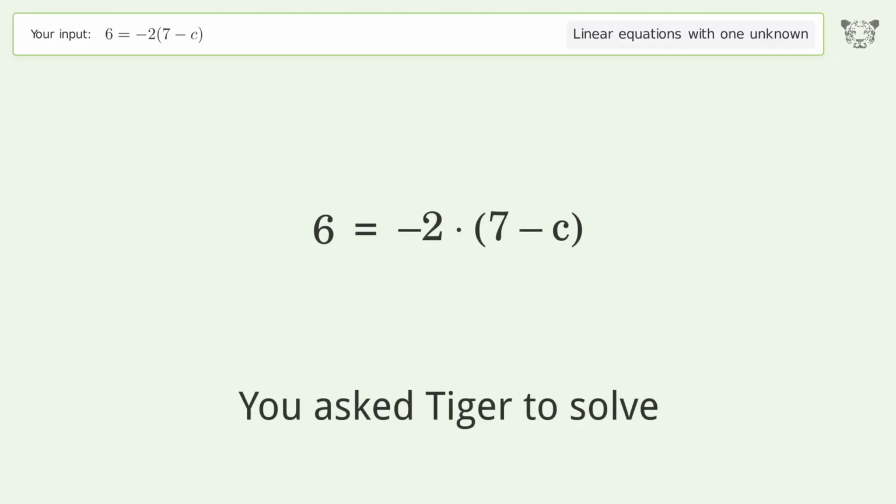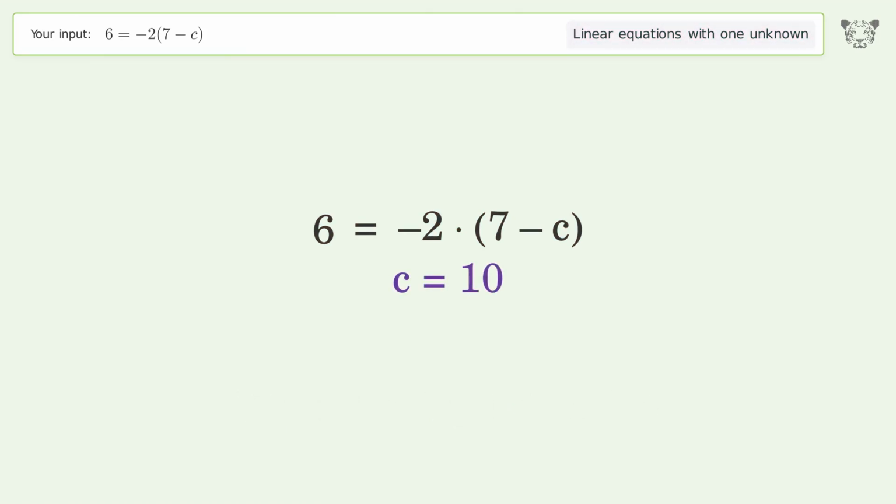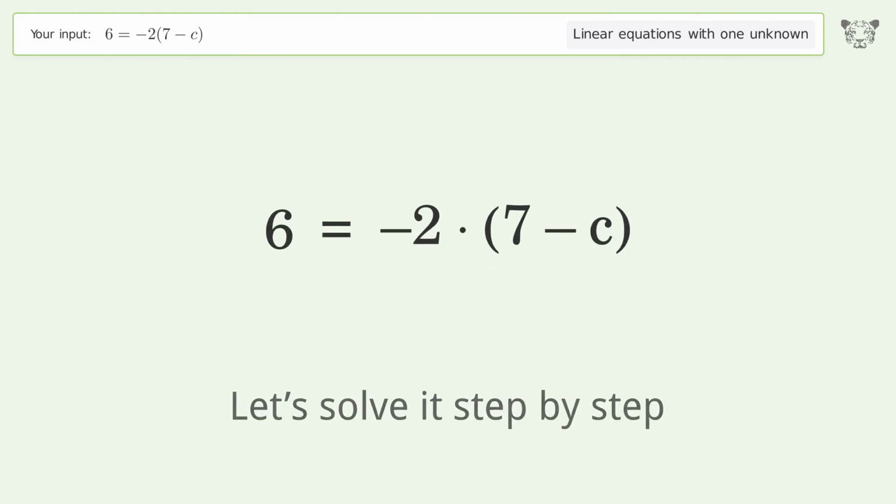You ask Tiger to solve. This deals with linear equations with one unknown. The final result is c equals 10. Let's solve it step by step.